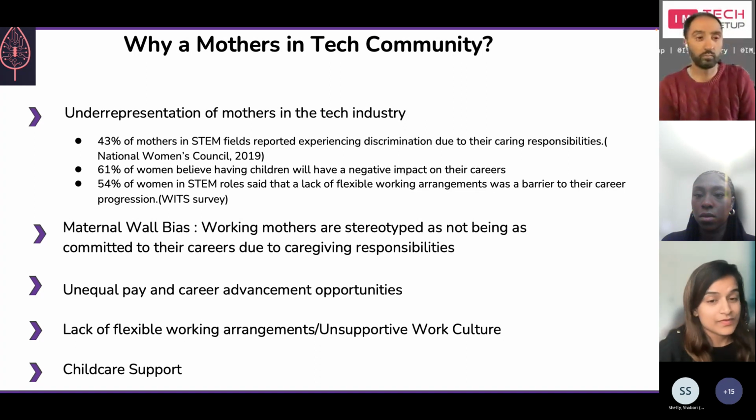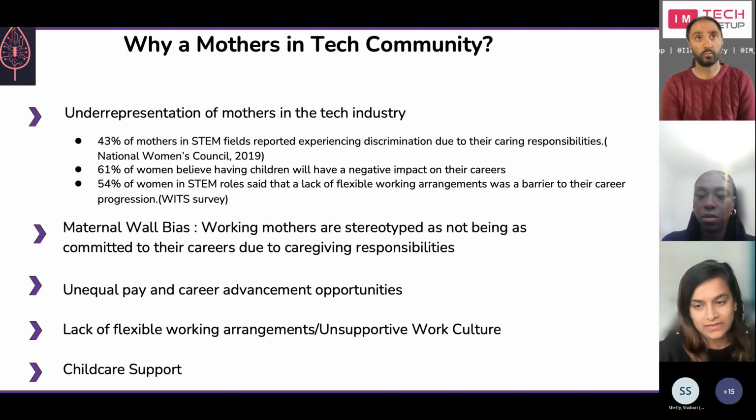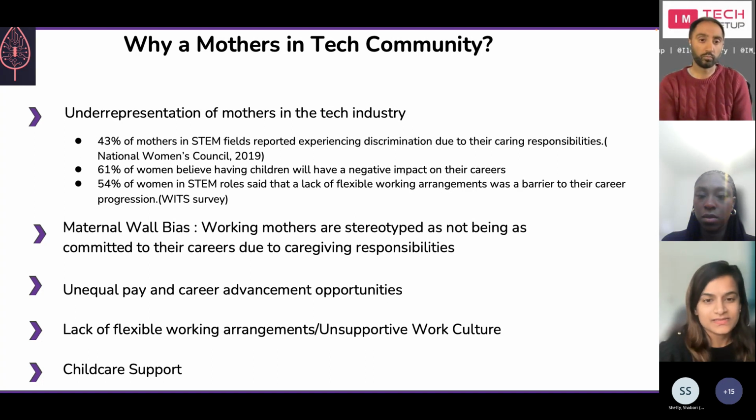The second, one of the major biases which women and mothers face is maternal wall bias. This is a term which is used to describe the discrimination and bias that working mothers face in the workplace. Maternal bias is a type of gender bias that assumes that working mothers are less committed or less competent in their jobs because they have children or caregiving responsibilities. And I'll come to my next point, which is unequal pay and career advancement opportunities.